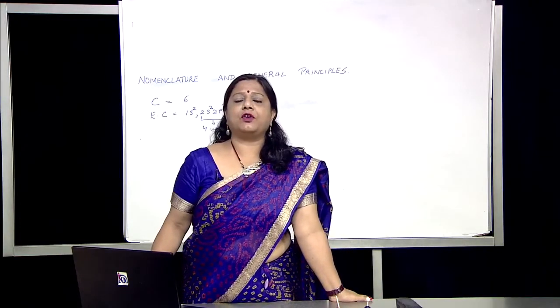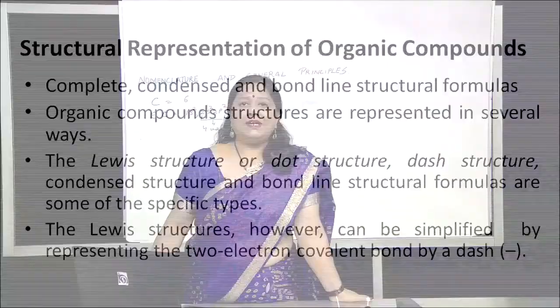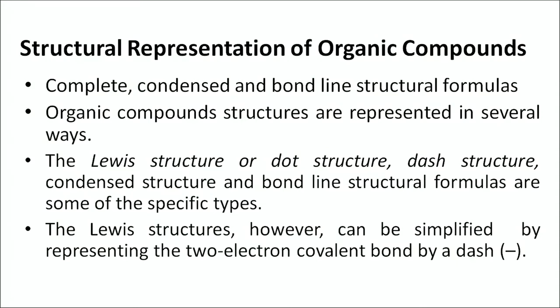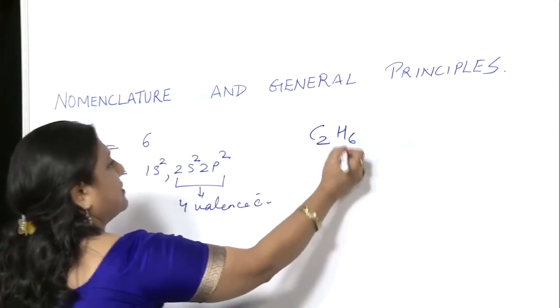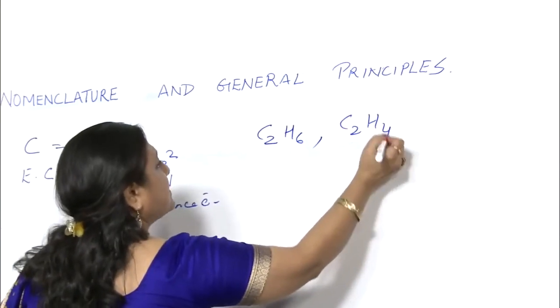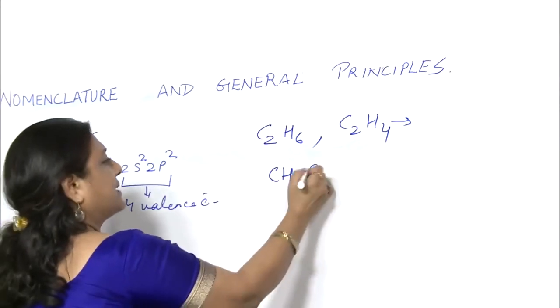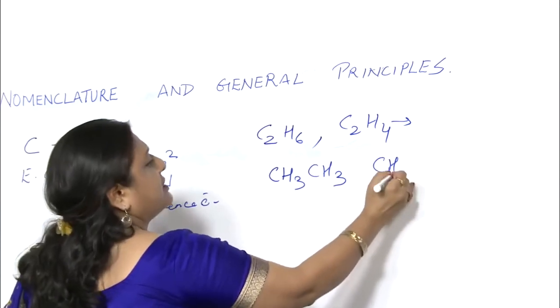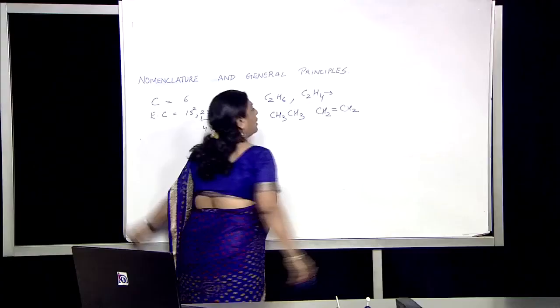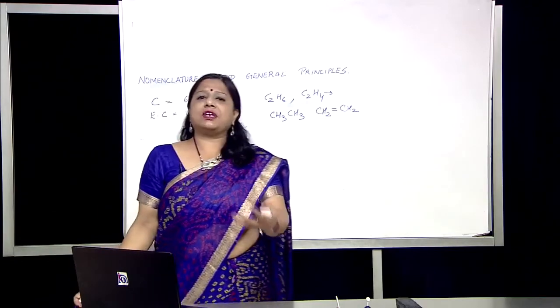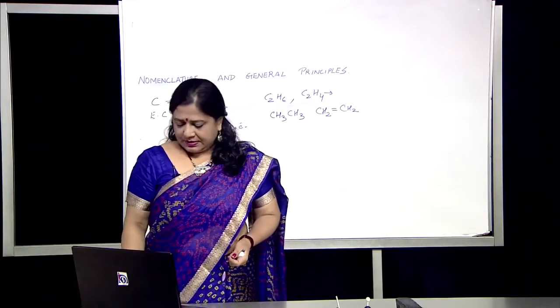Let us see how you can represent an organic compound. Structural representation of organic compounds can be in complete, condensed and bond line structures. From your previous knowledge, you know that the Lewis dot structure is the simplest way to represent an atom or molecule. You can also write C2H6 and C2H4, which are condensed formulas. You can also write the structure of an organic molecule as CH3CH3 or CH2=CH2. All these are ways of representing the structures of organic molecules.